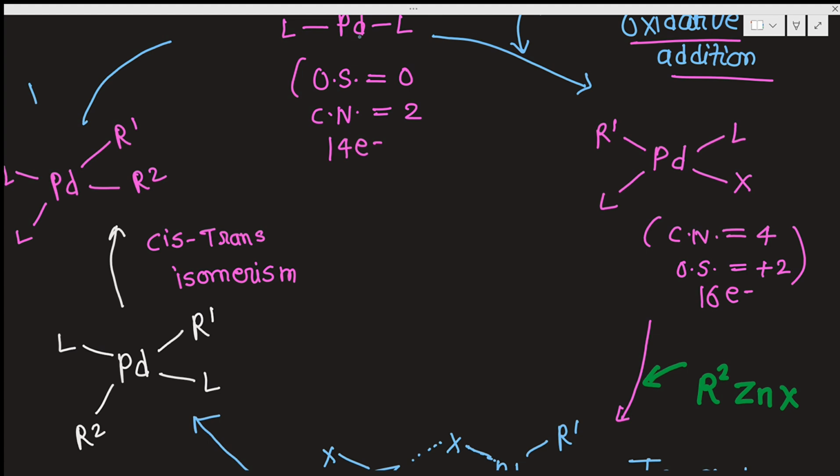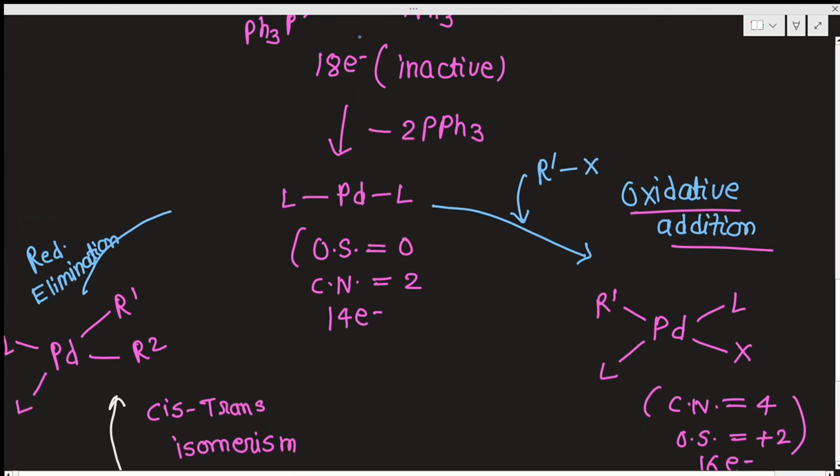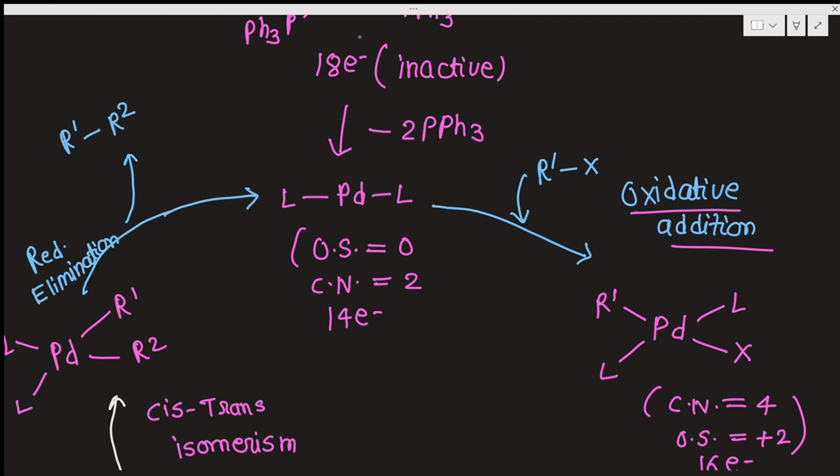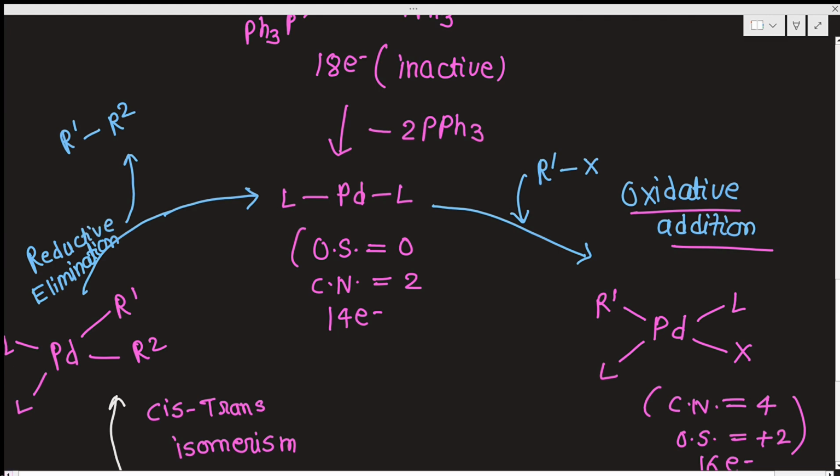Okay, so it will undergo reductive elimination. As a result of the reductive elimination, what will happen? This R1 and R2 will make a bond and they will leave. And you get your complex back as it is. So this is called reductive elimination. Okay, so this is the whole catalytic cycle.